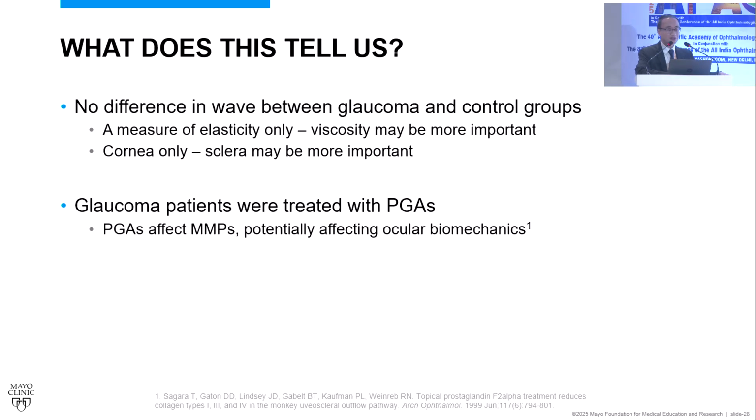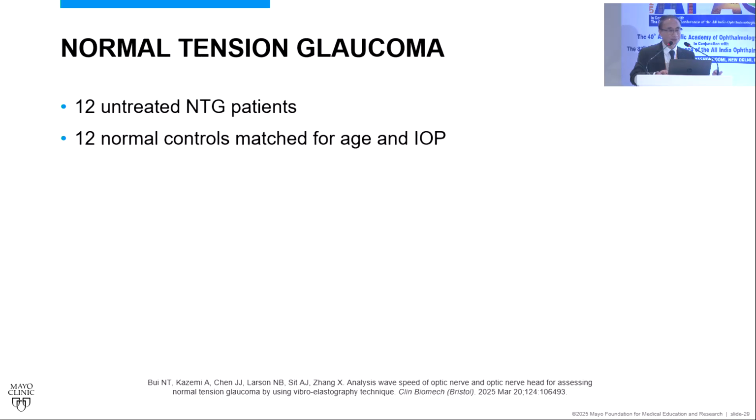the lack of difference between wave speed tells us that viscosity may be more important, and we're only looking at cornea, and so sclera is probably more important than cornea. It's also complicated by the fact that all of the subjects in this initial study were treated with prostaglandins, which can affect the biomechanics because of their effect on matrix metalloproteinases. So to try to get around this issue, we started looking at normal tension glaucoma patients because we could match them for age and IOP with controls but still have these patients untreated.